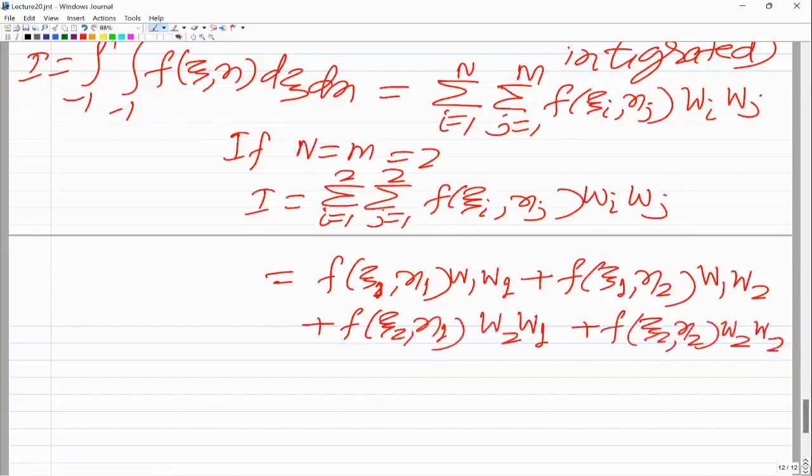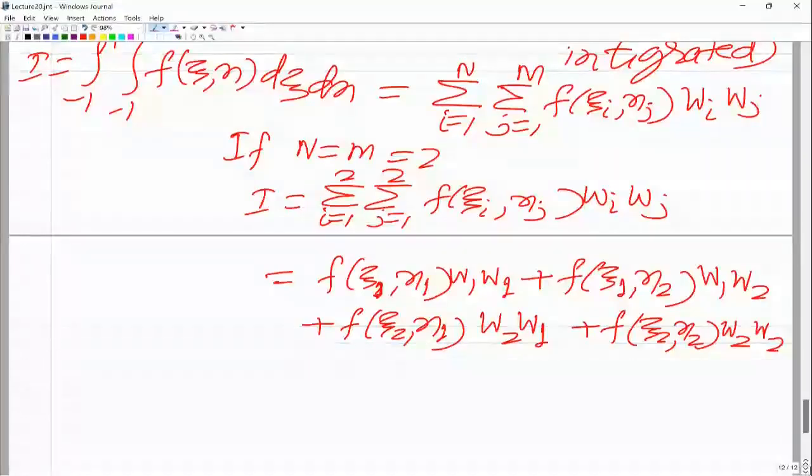So this is how we will evaluate the 2D integral, and the same way it can be extended to 3D. The locations of these Gauss points, xi_1, xi_2, eta_1, eta_2, are the same. For 2 point integration, xi_1 would be minus 1 upon root 3, xi_2 would be plus 1 upon root 3. Similarly, eta_1 would be minus 1 upon root 3, and eta_2 would be plus 1 upon root 3, and w1 would be 1, w2 would be 1.